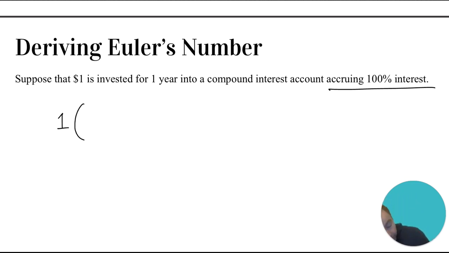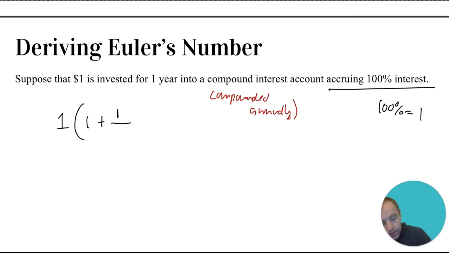So what this looks like using a compound interest formula is it's going to look something like this, where you do 1 plus the interest rate as a decimal. When you change 100% to a decimal, it just equals 1. And if we were to compound annually to begin with, then the bottom of this fraction right here would be a 1. And then we're just going to do that to a power of 1.